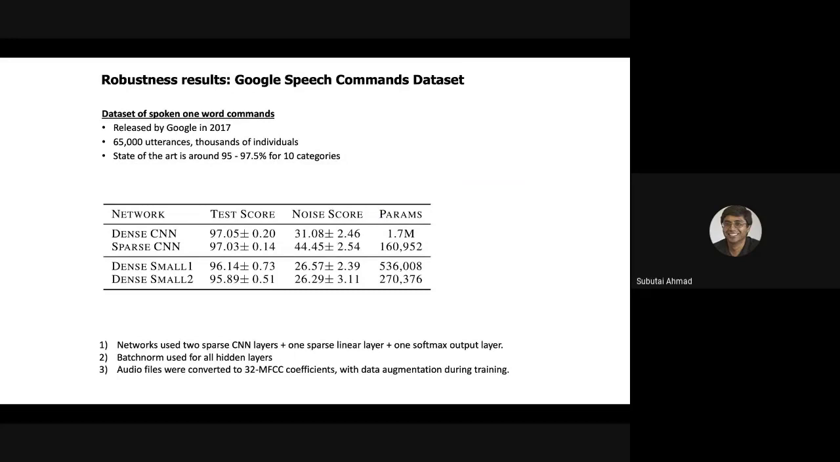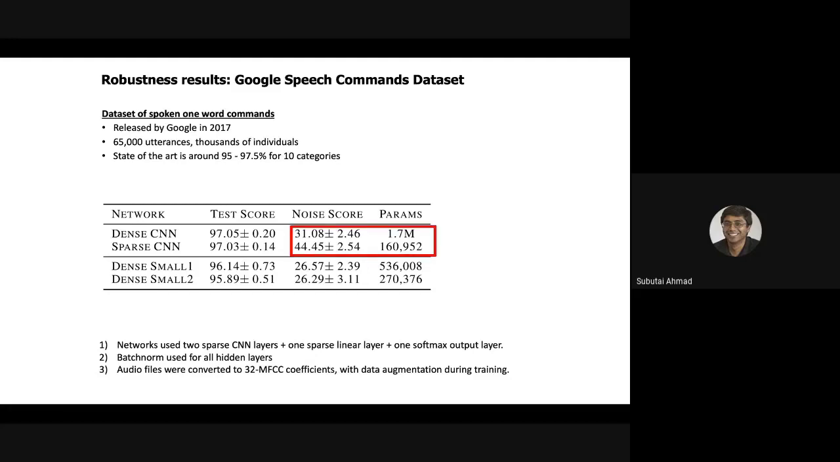So we first tested this network on robustness and just general interference. This is an example from the Google speech commands dataset, which was released by Google a couple of years ago. It contains 65,000 one-word commands spoken by individuals. We've tried both dense networks and sparse networks on these. These are convolutional networks. The thing to see here is that the overall test score on the benchmark is competitive between the dense and the sparse systems. It's about 97% accuracy on the test score.